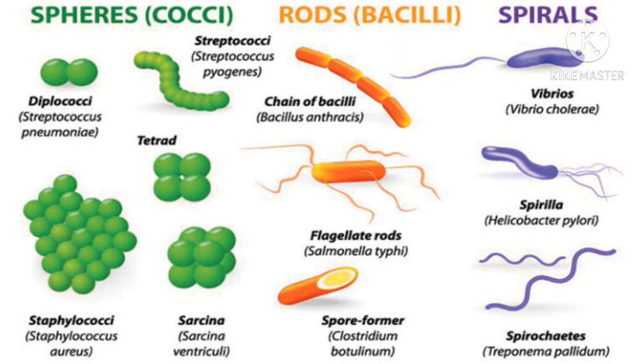What are the shapes of bacteria? Bacteria are classified into three shapes, isn't it? The first one is cocci, second one is bacilli, third one is spirilla. Spherical shaped bacteria are called cocci. Rod shaped bacteria are called bacilli. Spiral shaped bacteria are called spirilla. These are the shapes of bacteria.